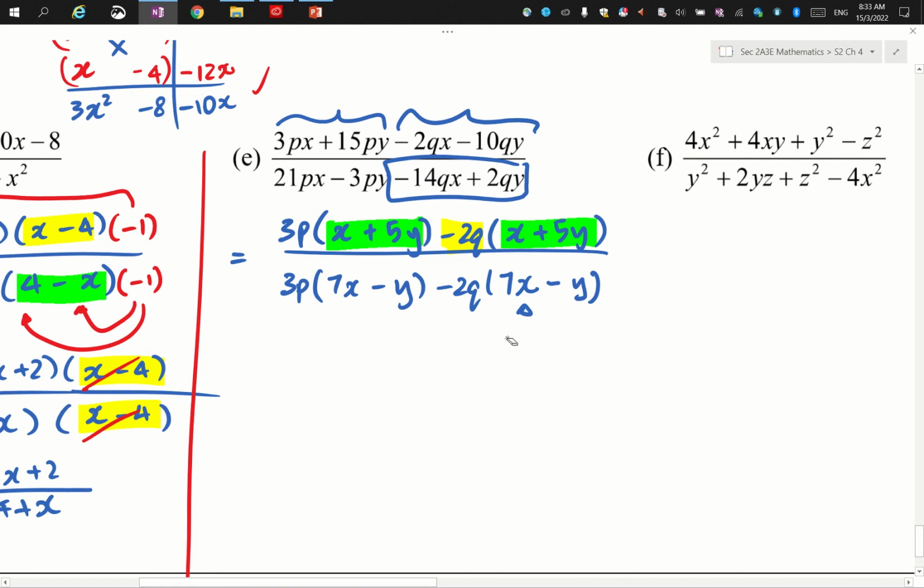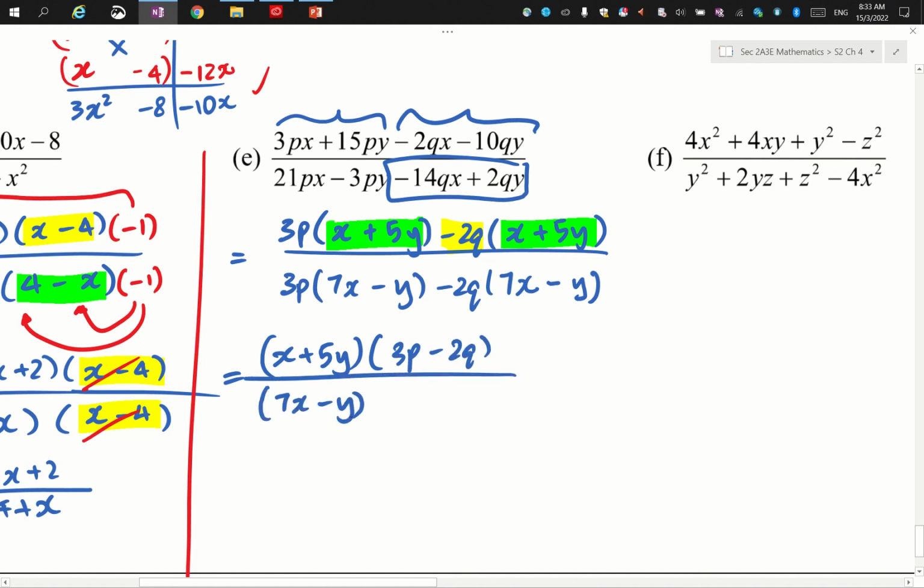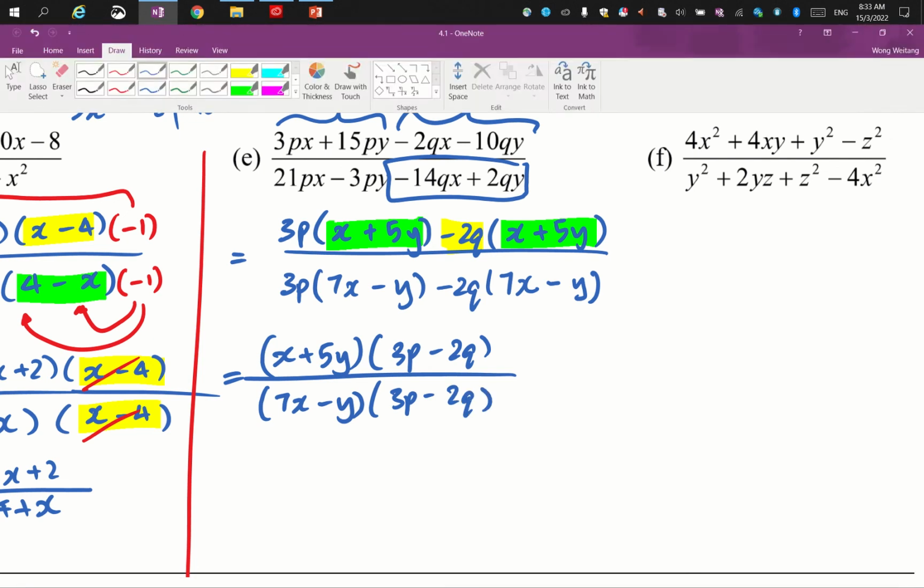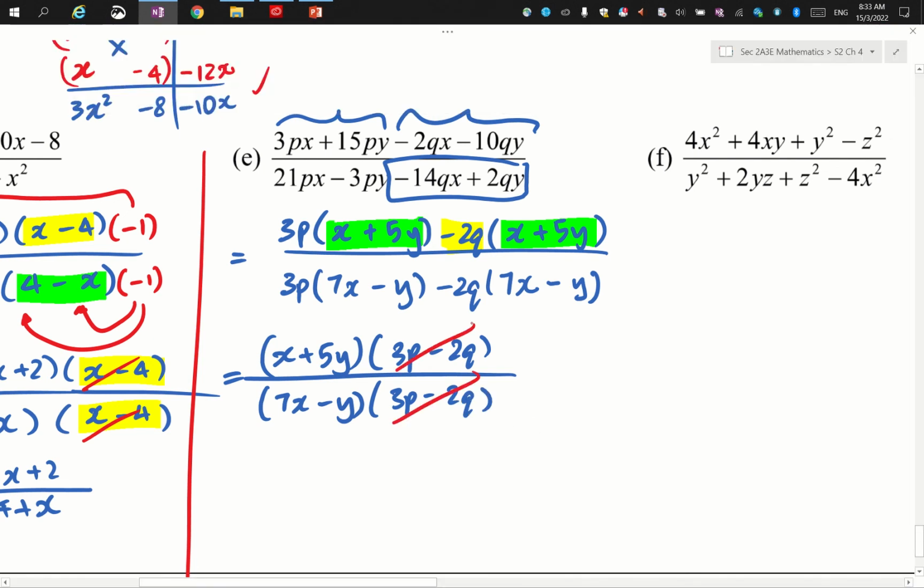Okay, so take out all the common factors. x plus 5y with the brackets 3p minus 2q divided by 7x minus y 3p minus 2q. We've got common factors. Final answer, x plus 5y over 7x minus y.